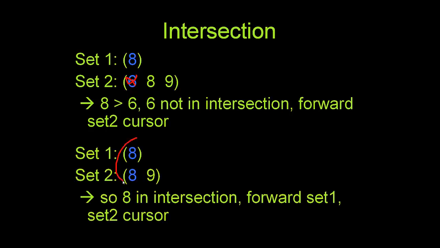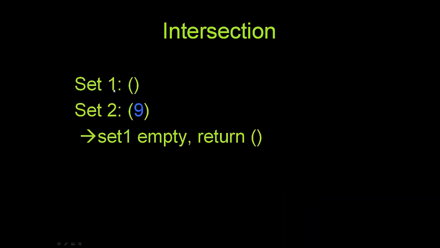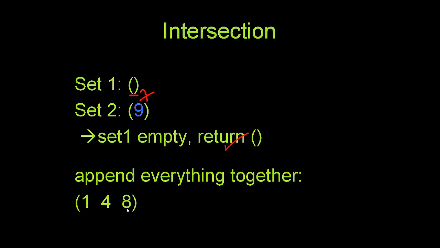8, 8, great. Now we have this, right? And now set 1 is empty, so you cannot intersect with set 2. Okay, so we're done. In other words, we have 3 elements, which are 1, 4, and 8, which are in the intersection of these 2 sets. Okay, let's take a look at the code.